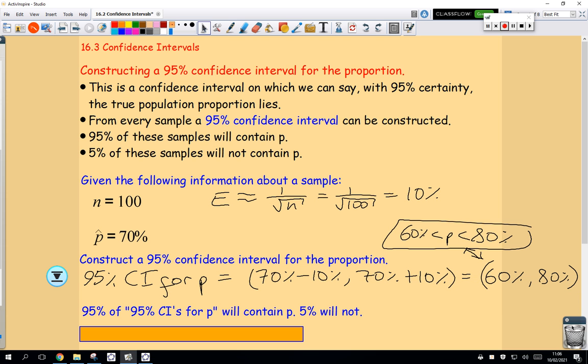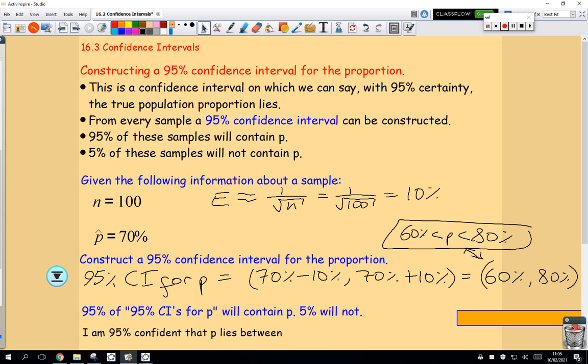Well, you've got to remember that 95% of these 95% confidence intervals for the proportion will contain p, 5% will not. So we've just done it from one sample, but there's loads and loads of samples that we could take, and from every single sample we could construct a different confidence interval. And 95% of these will be containing p, 5% will not. So what are we saying? Well, one way to interpret this, although there is debate around this, is that I could say I am 95% confident that the proportion lies between my lower limit of 60% and my upper limit of 80%.